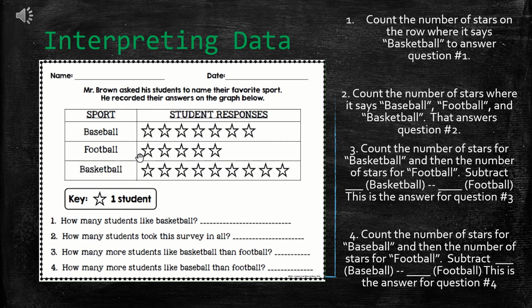If you count the stars, that will tell you how many people said that that sport was their favorite. So for baseball, I can count the stars 1, 2, 3, 4, 5, 6, 7, and see that 7 people liked baseball. For football, I count the stars 1, 2, 3, 4, 5, and see that 5 like football, and 1, 2, 3, 4, 5, 6, 7, 8, 9 liked basketball. So basketball was the most liked sport.